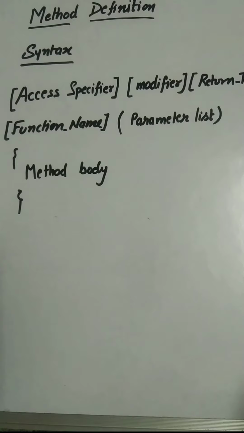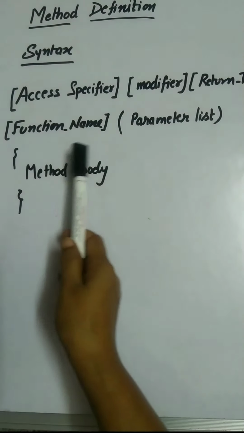Next is the modifier. Modifier can take values like static and final. Next is the return type. Return type is used to specify the type of the value returned by the method, which type of value you want to return from your method. Next is the method name or function name, used to specify the name of the method.